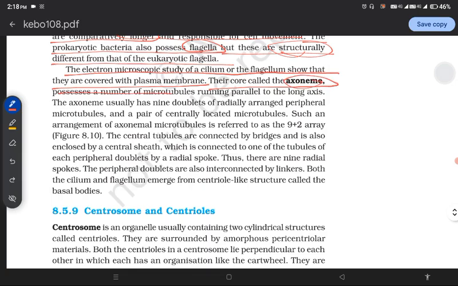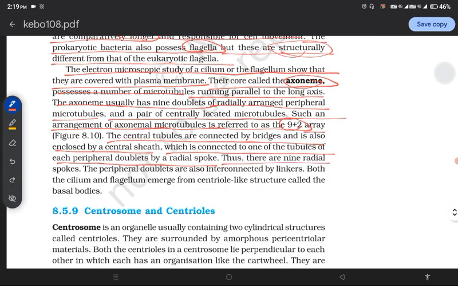Causing a number of microtubules running parallel to the long axis. The axoneme usually has 9 duplet, radially arranged peripheral microtubules and a pair of centrally located microtubules. Such an arrangement of axonemal microtubules is referred to as 9+2 array. The central tubules are connected by a bridge and also enclosed by the central sheath, which is connected to one of the tubules of each peripheral duplet by a radial spoke.